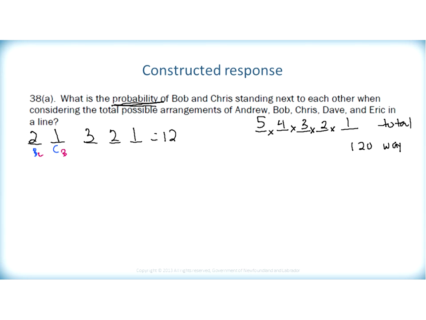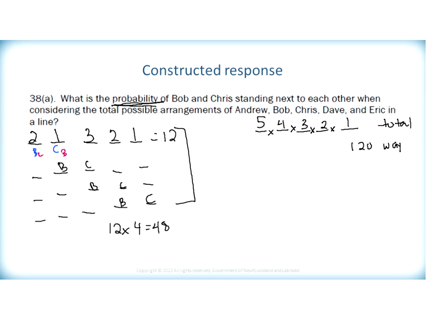Yet, Bob and Chris can also stand next to each other in different positions in line. We can have Bob here, Chris here. We can have Bob and Chris right here. We can have Bob and Chris right here. So we have 4 different options, 4 different places in which Bob and Chris can stand together. So we have 12 times 4, because each time it's still going to be the same options, which gives us 48. So the probability that Bob and Chris can stand together is 48 over 120, which gives us 2 over 5.